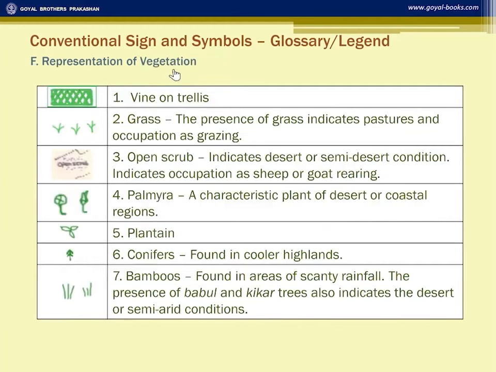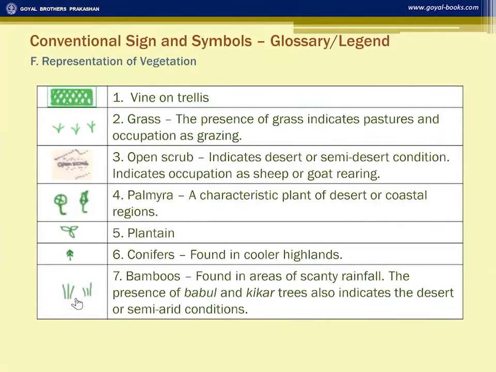Now we come to the vegetation. Vegetation on the survey sheet is always shown in green. As you can see, all grass is shown in green. All different kinds of symbols are used for palmyra, for plantain, for coniferous tree, for bamboos.